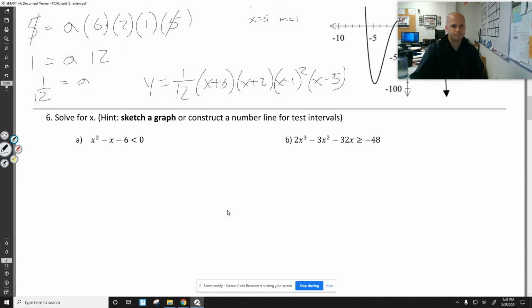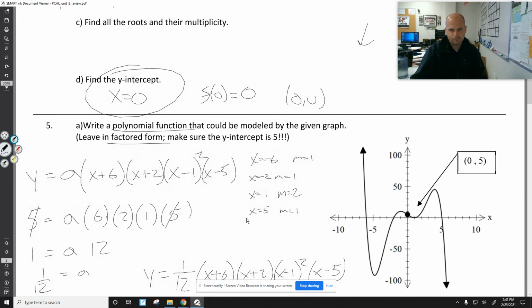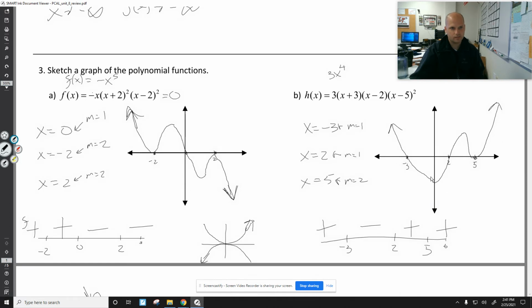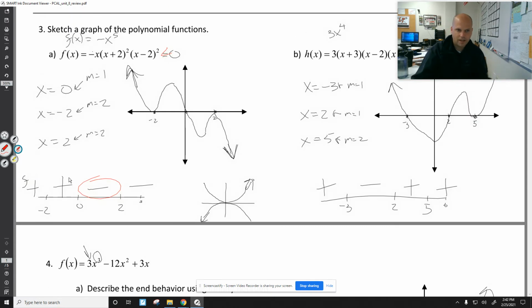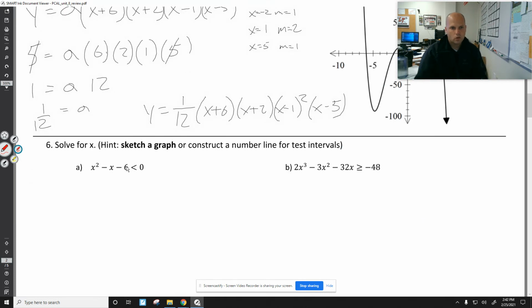All right. Now, we did the sign analysis here for sketching. Where does that help us? When we want to find inequalities. If I asked you, when was this less than 0 or greater than 0? Less than 0 is when you're under the x-axis. That's when you have negative values. Negative values are less than 0. Positive values are greater than 0. That's very important to know.